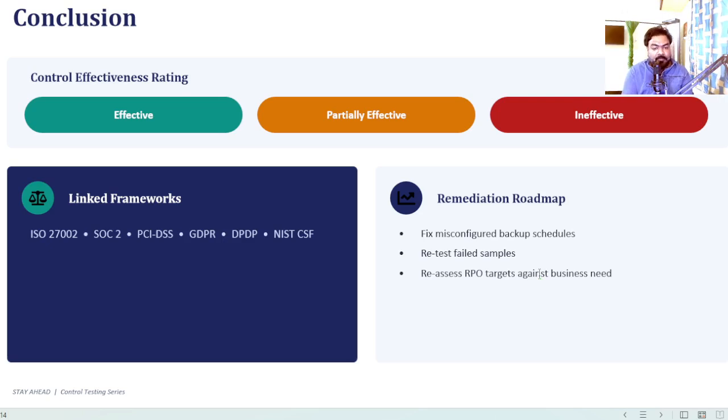Conclusion. So wrapping up, every control gets an overall effectiveness rating: effective, partially effective, or ineffective. In our example, we landed on partially effective. Remember, the single test result maps back to ISO 27002 and other standards. That's the payoff of the control mapping we did at the start. And finally, don't just close the finding, build a remediation roadmap. In our example, fix the misconfigured backup schedule, retest the failed sample, and reassess whether the RPO target still matches what the business actually needs.